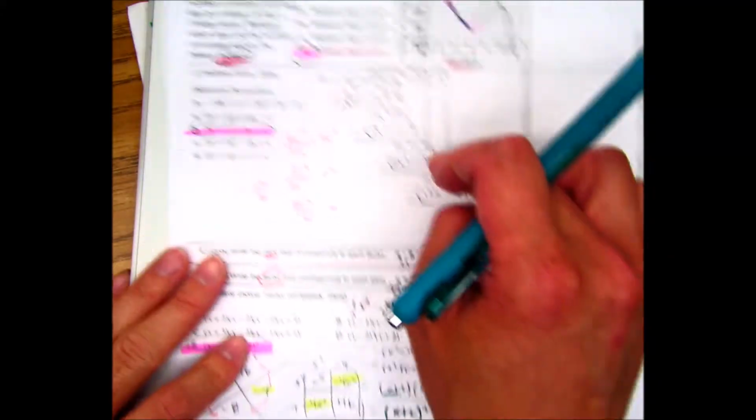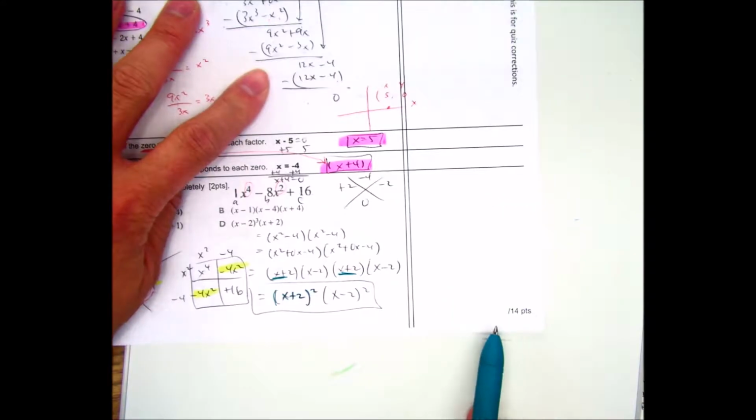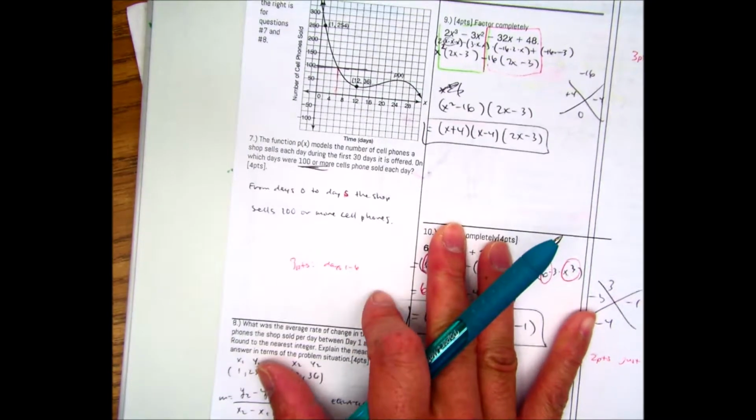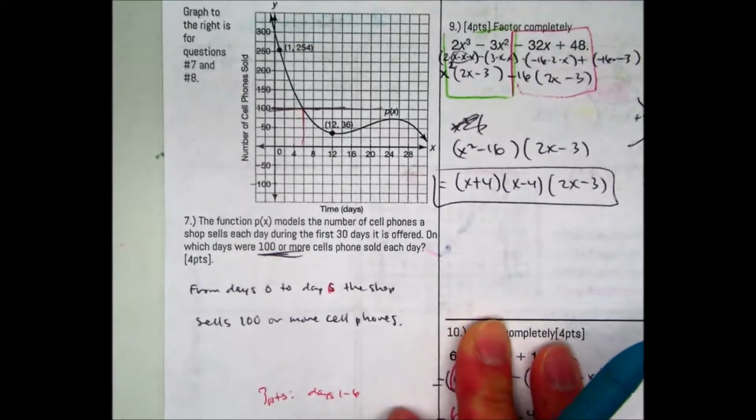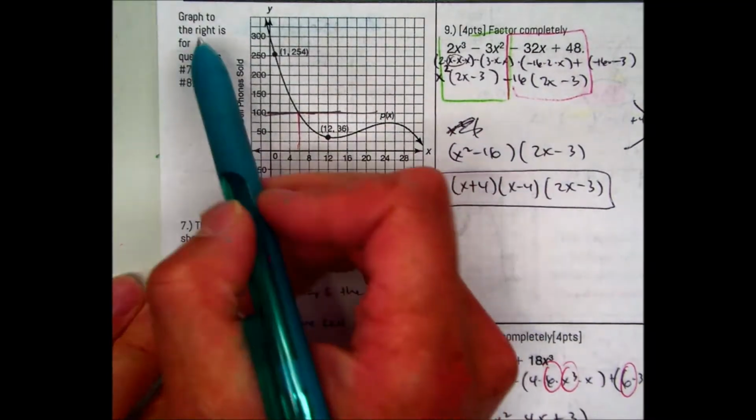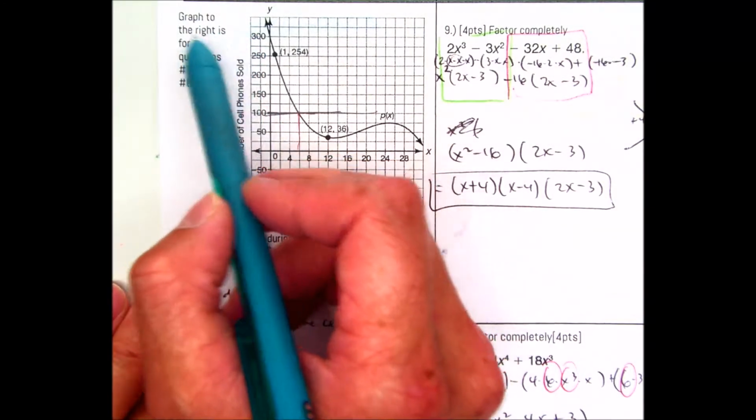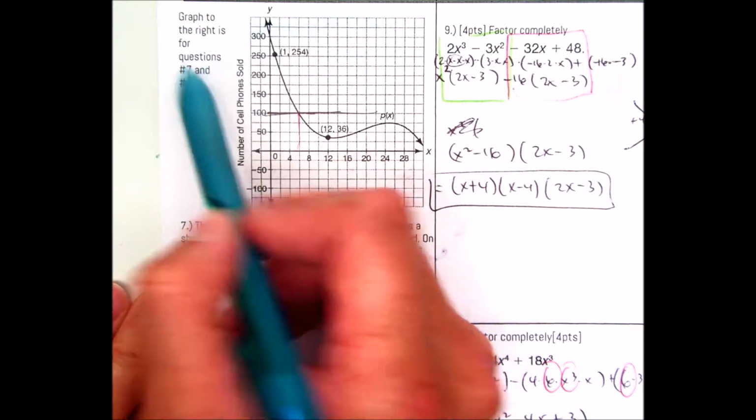2, 4, 6, 8, 10, 12, 14. So that side was 14 points. Turn the page. Graph to the right is for questions 7 and 8.